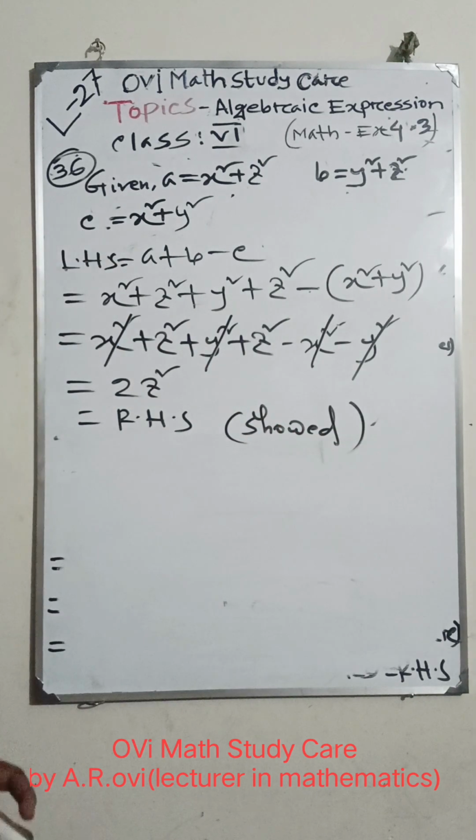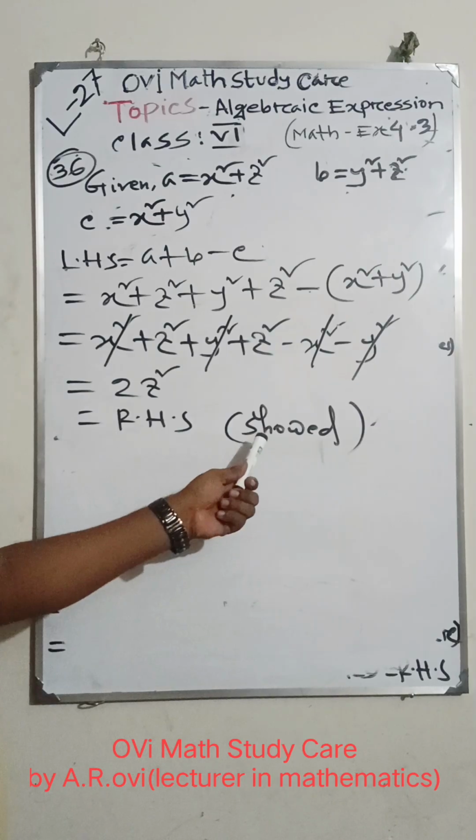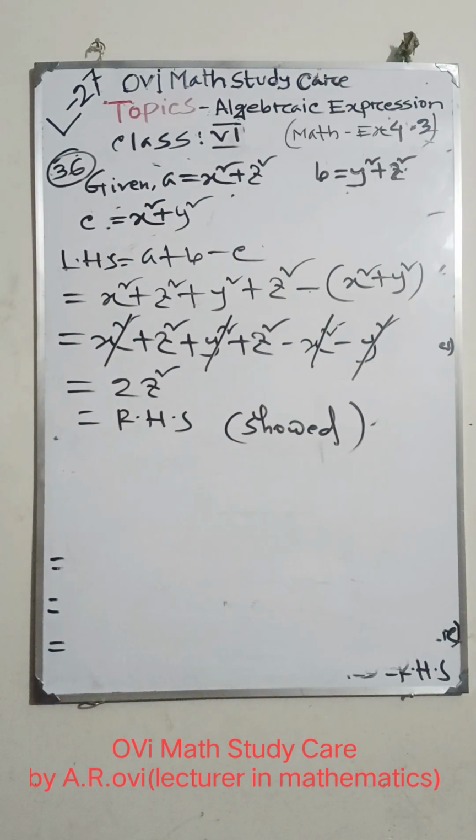If you say "show it, show this, show that," then you should write "shown." And if you say "prove that," then you should write "proved." This is the solve. It has been solved, the 36 number problem.